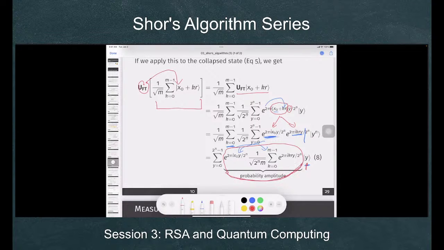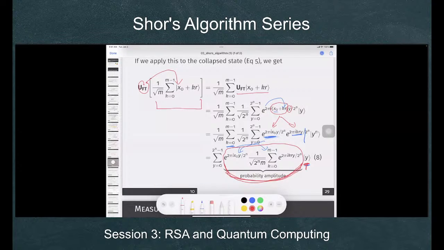Okay, which is the probability amplitude. Now, at this point, we are already at the second part of Shor's algorithm. We measure after applying the Fourier transform to the input register. When you apply the Fourier transform to the input register, it will give you a superposition of all of these y's. Okay, and then you measure it.